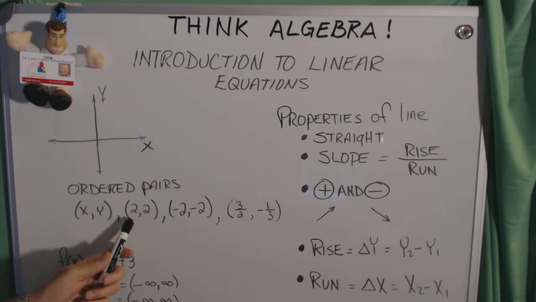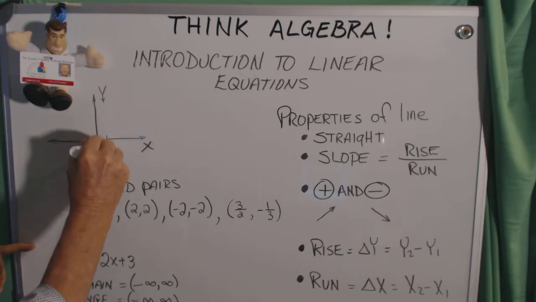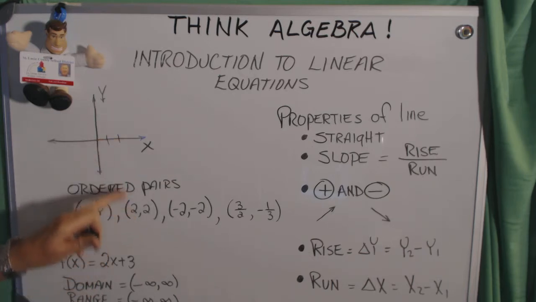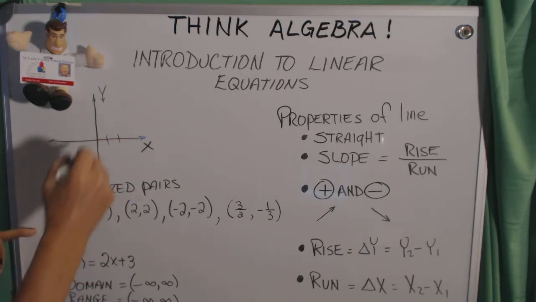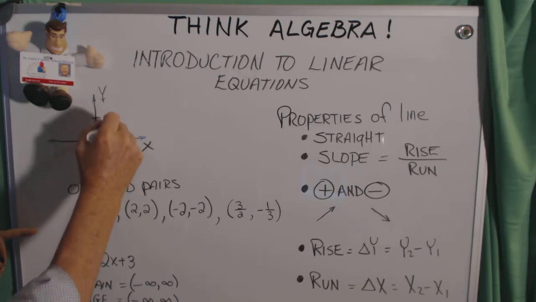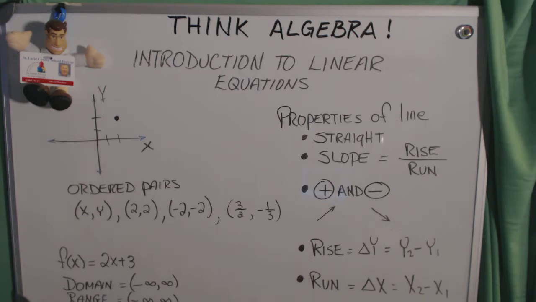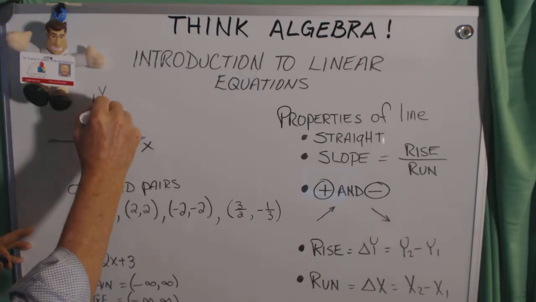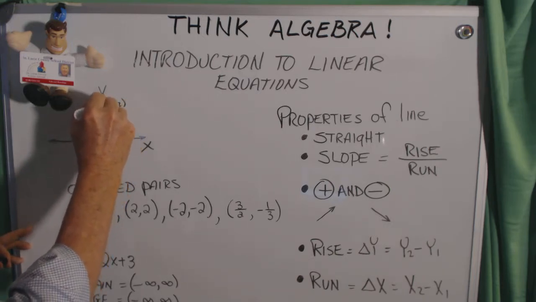And for example, if I have 2 comma 2, that means my x value is 2, and I could plot that, and I'm going to go up to y value 2, plot that, and I go to the intersection of those 2 points, and I put that point right there. And sometimes people like to label it 2 comma 2 right on the graph.